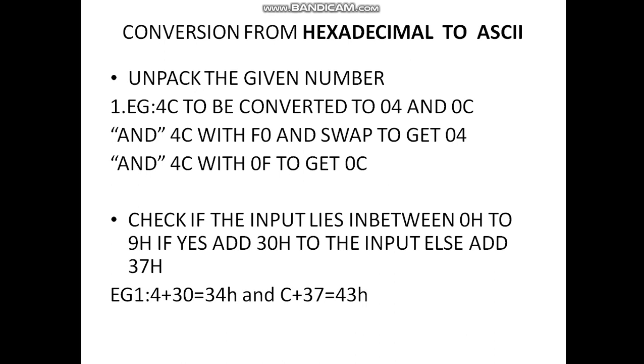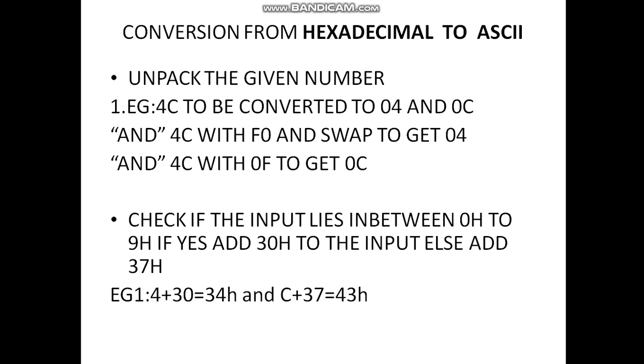So how to get 04 from 4C? First you have to AND 4C with F0. So we get the result as 40. But we need 04 from 40. We have an instruction, that is SWAP A instruction, which swaps the lower and the upper nibble. So we get 04.